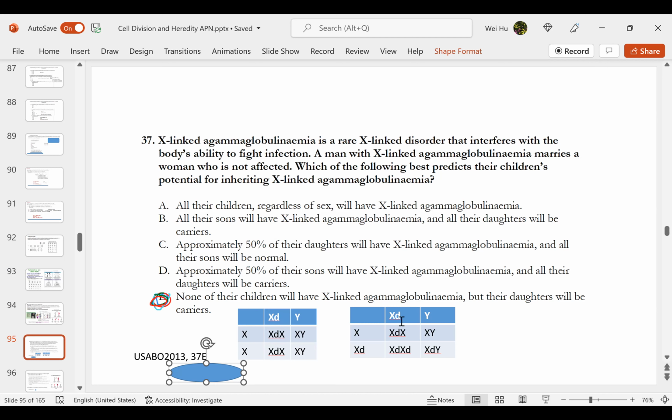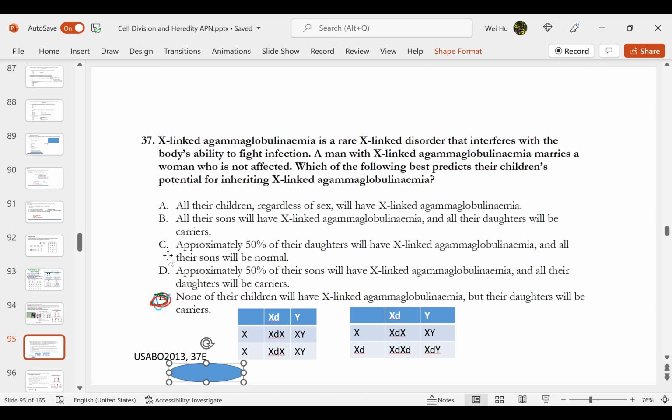Another situation is that the father is diseased, his X is abnormal, and the mother is a carrier. So in the mother, one X is normal and one X is diseased. When they cross, you get daughters, one a carrier and one diseased. And sons, one appears normal and is absolutely normal in genotype, and one is diseased. So which one matches? E, correct?